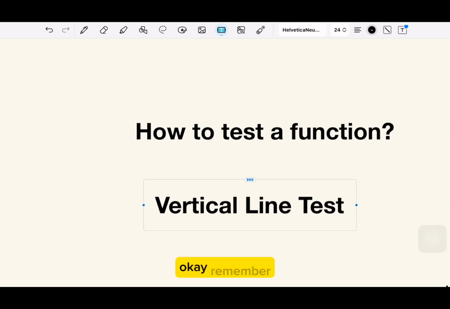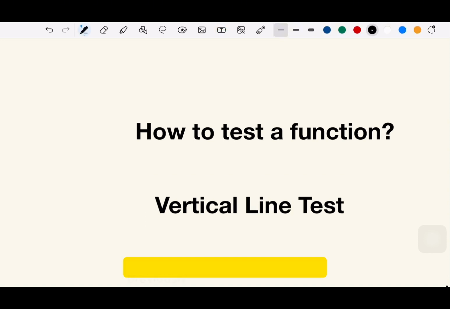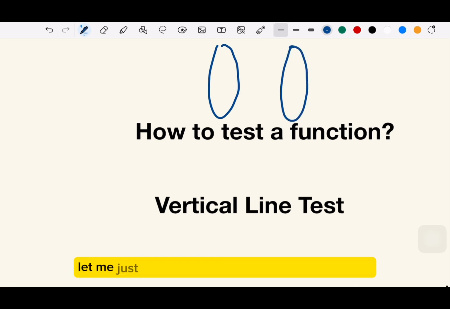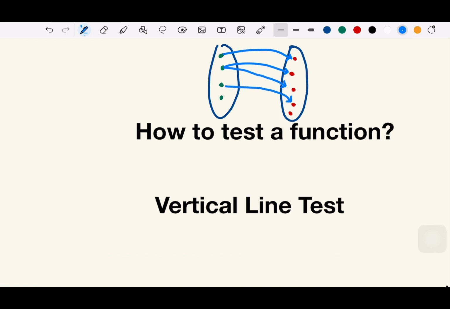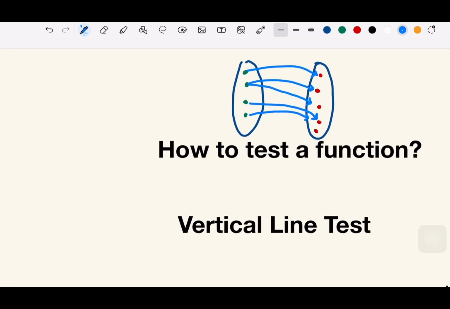Remember, previously I said that we have this. Let me just use the colors. So everything green here, everything red there, okay? And let's say this is going to that one. And now let's say we have this condition. See the diagram, the arrow diagram.